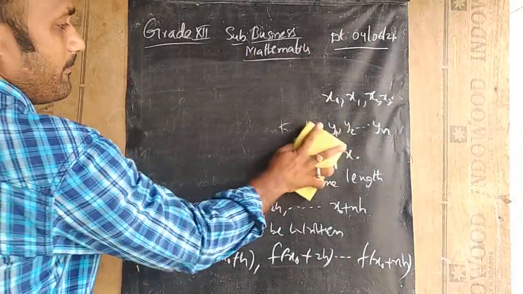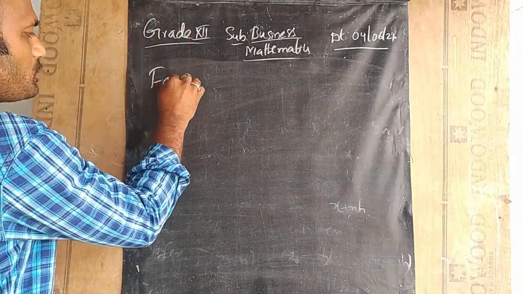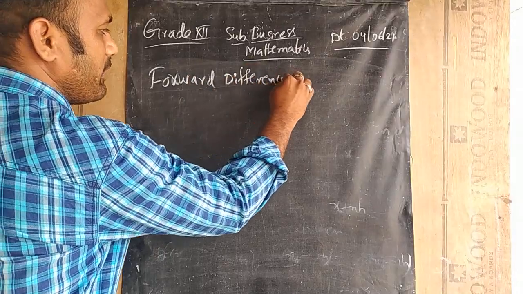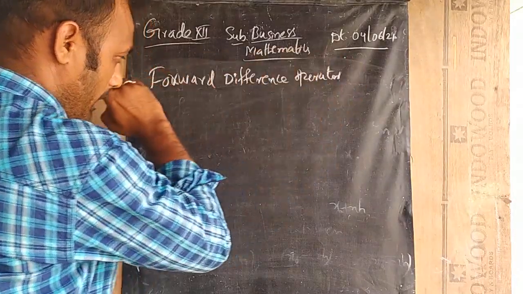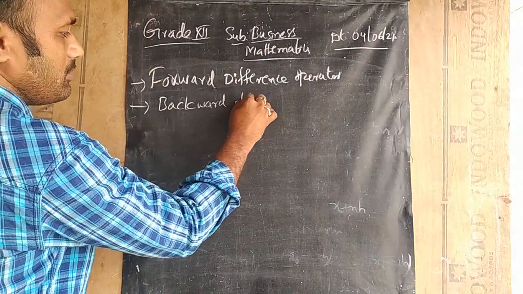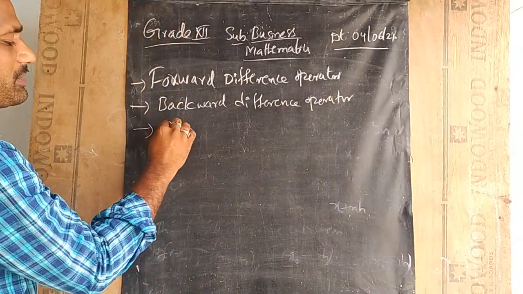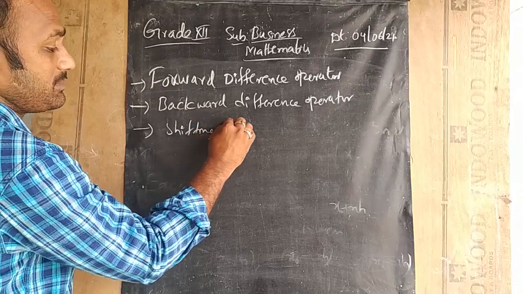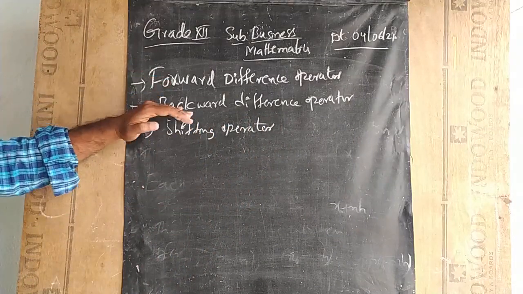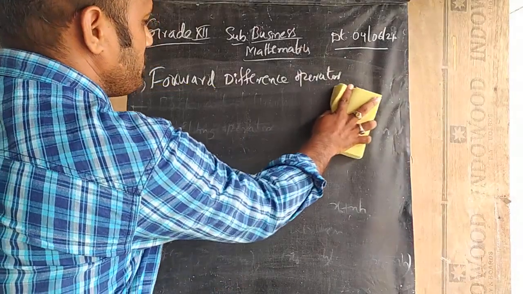Now let us see. Based on these finite differences, we are going to learn three different topics: the forward difference operator, the second one is the backward difference operator, and the third one is the shifting operator. First, let us talk about the forward difference operator.